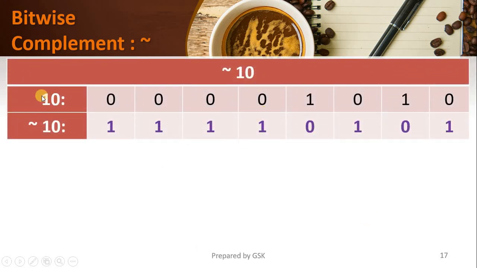For example, the input value is 10. The complement of the value 10 is like this: 0 becomes 1. Here also 0 becomes 1, and so on. 1 becomes 0, 0 becomes 1, 1 becomes 0.